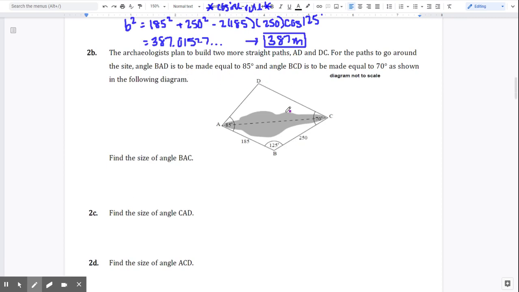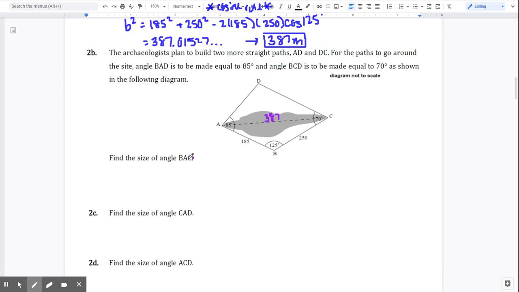All right, letter B. We have that same beginning diagram on the bottom, but now they added point D. The archaeologists are planning to build 2 more straight paths, from A to D and then D to C, for the paths to go around the site. Angle BAD is to be made 85 degrees, and BCD on the other side is 70 degrees, as shown on our new diagram. I'm going to transfer the 387 that we just found to this diagram, because A to C isn't going to change at all. That's what we just found.